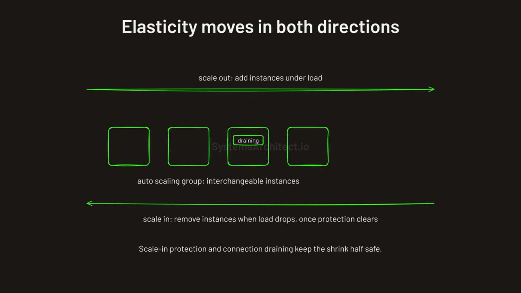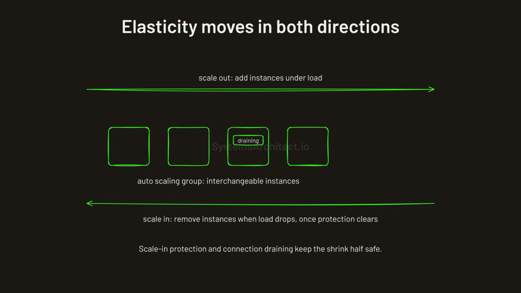Scaling out under load is the easy half, and most engineers design for it instinctively. Scaling back in is the half that actually saves money. It is also the half that is easy to neglect. An auto-scaling group that only ever adds instances is not elastic. It is just slow to grow.